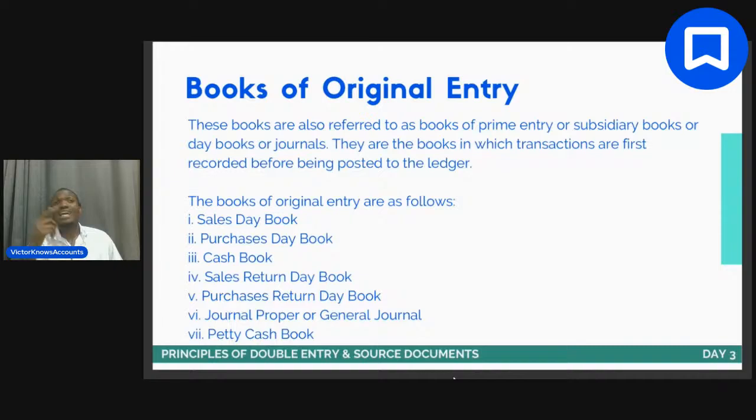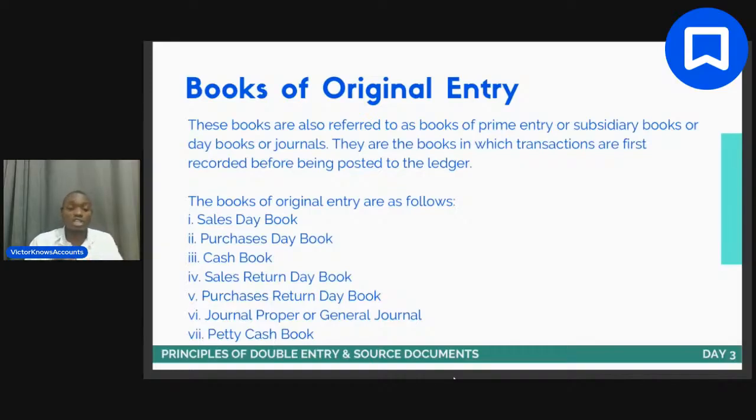So let's take the example of somebody selling rice. When he sells bags of rice on credit, it will go where? Into the sales day book. But if he wakes up one day and decides to sell his delivery truck, that's not a sale that occurs in his normal day-to-day transaction. So by so doing, it has to go into what? The general journal. It does not have a place in the sales day book.